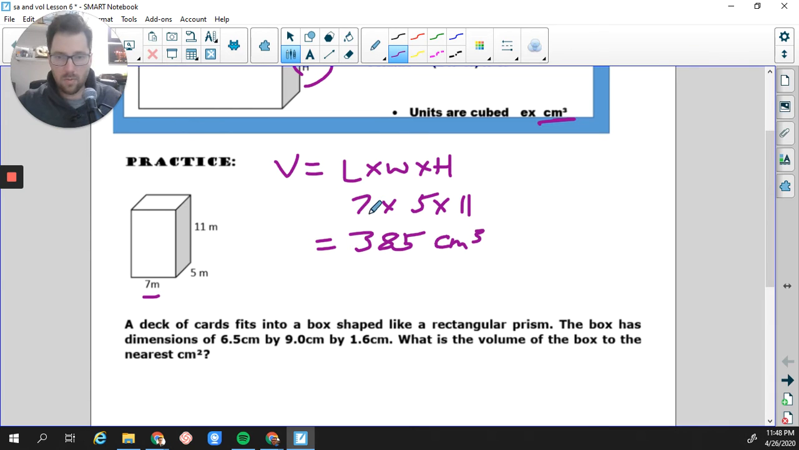Reason being because we have 7 centimeters, 5 centimeters, 11 centimeters. There's 3 of those, and so altogether 385 centimeters, 3 groups of centimeters, centimeters cubed.